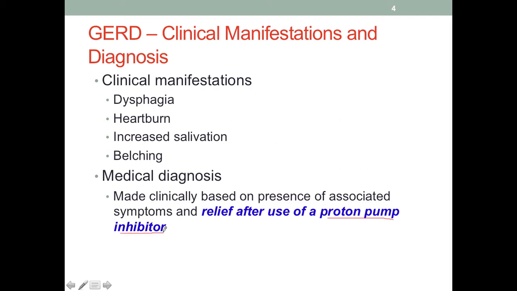If we think about the pathophysiology, the damage to the esophagus tissue is done by the gastric acid. So if we can reduce the acidity, that should help with the symptoms. So if we have these symptoms, and if these symptoms improve when given a proton pump inhibitor, this would allow for the diagnosis of GERD, and we can tell that there is reflux occurring.